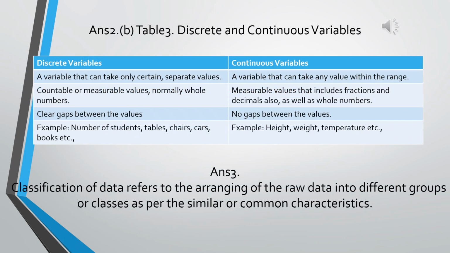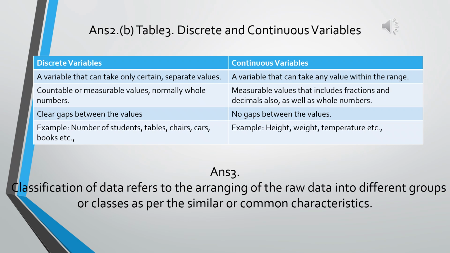Now we come to the second part of answer 2, which is distinguish between discrete and continuous variables. Discrete variables are the variables that can take only certain or separate values, and continuous variables are the variables that can take any value within the range. The discrete variables are countable, and they are normally whole numbers, while continuous variables are measurable values that include fractions and decimals along with the whole numbers.